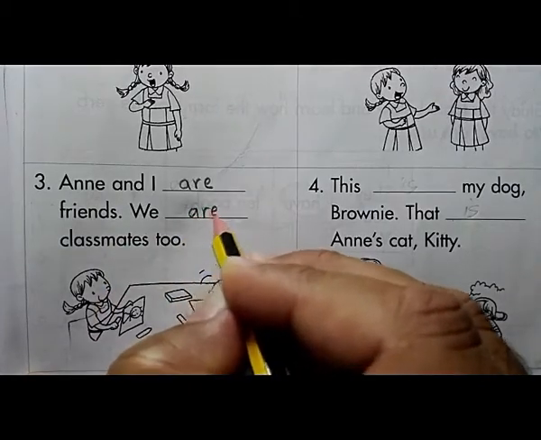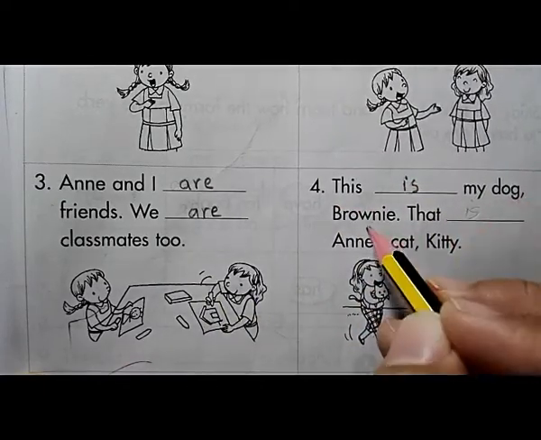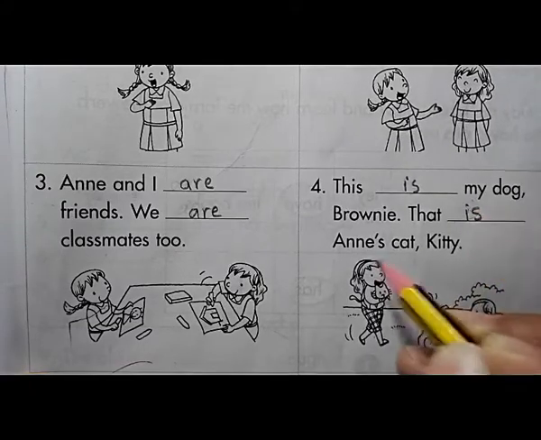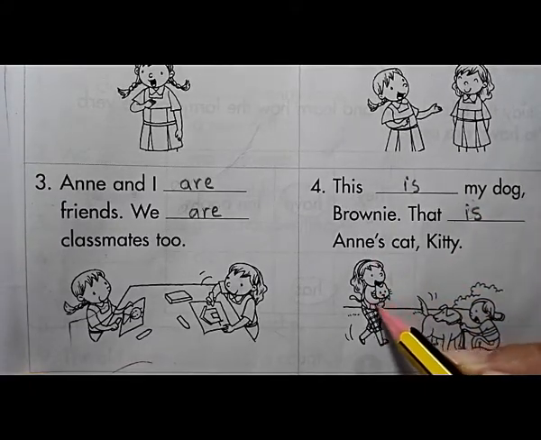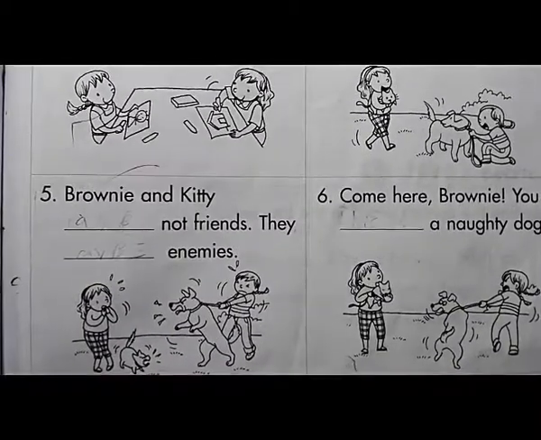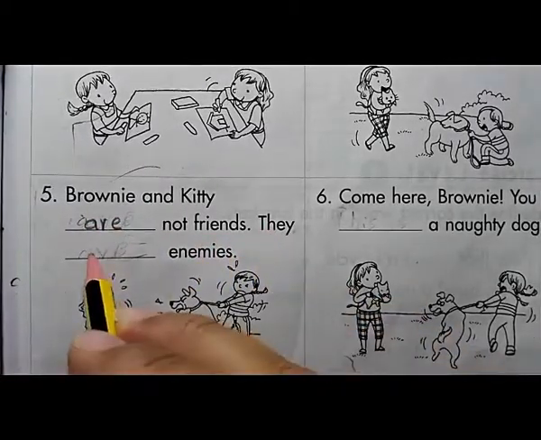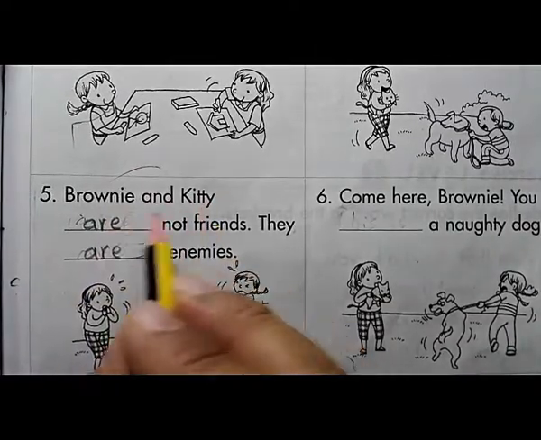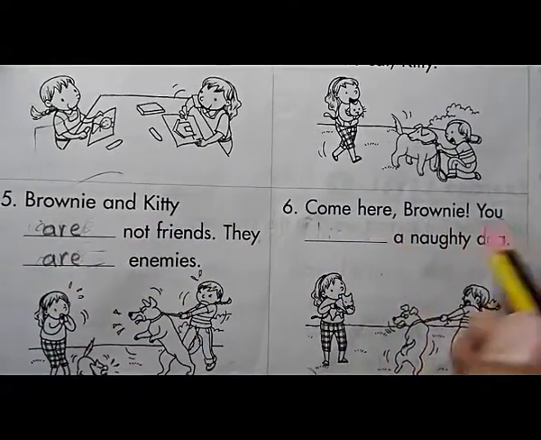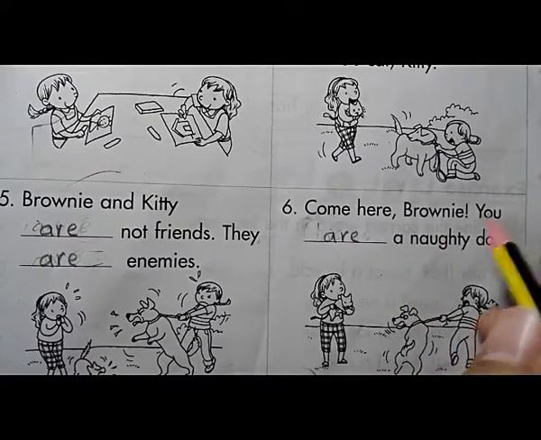We are classmates too. Number 4. This is my dog, Brownie. That is Annie's cat, Kitty. This is Annie's cat and its name is Kitty. Number 5. Brownie and Kitty are not friends. They are enemies. Brownie and Kitty together, they are plural, so we need to write are. Come here, Brownie. You are a naughty dog. For you, we need to write are.